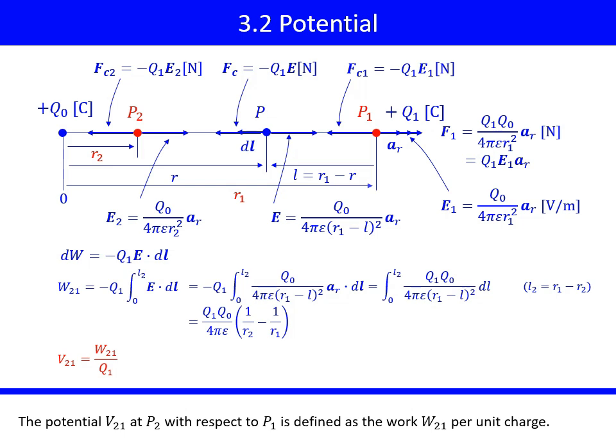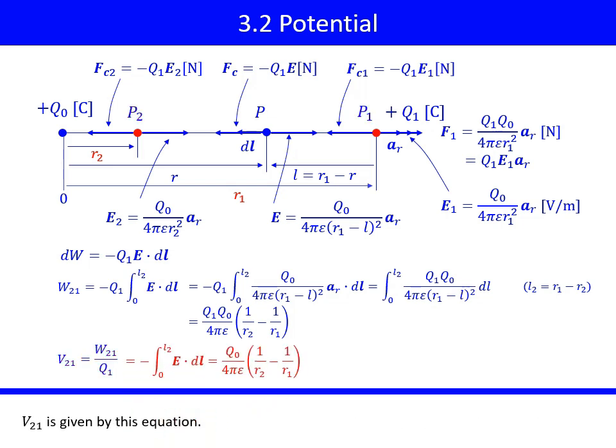The potential V21 at P2 with respect to P1 is defined as the work W21 per unit charge. V21 is given by this equation. The unit is joule per coulomb, which is equivalent to volt.